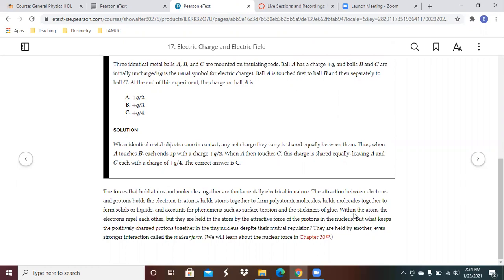The forces that hold atoms and molecules together are fundamentally electric in nature. The attraction between electrons and protons holds the electrons in the atoms, holds atoms together to form polyatomic molecules, and holds the molecules together to form solids or liquids. It accounts for phenomena such as surface tension and the stickiness of glue. Within the atom, the electrons repel each other, but they are held in an atom by an attractive force of protons in the nucleus. Well, what keeps those positively charged protons together in the tiny nucleus despite their mutual repulsion? That gets into a stronger interaction called the nuclear force.